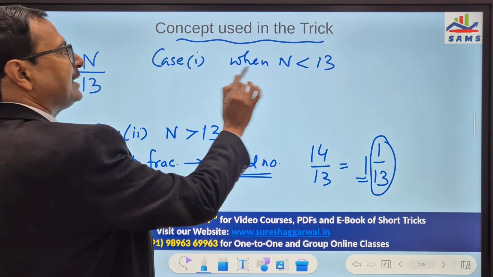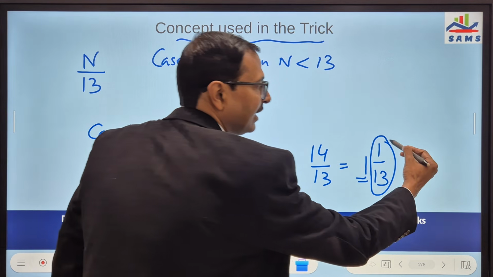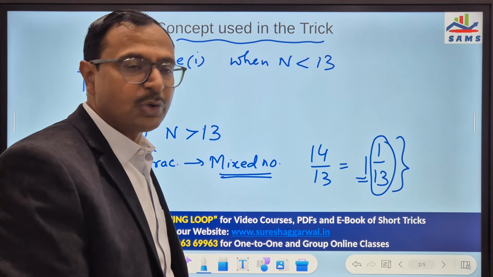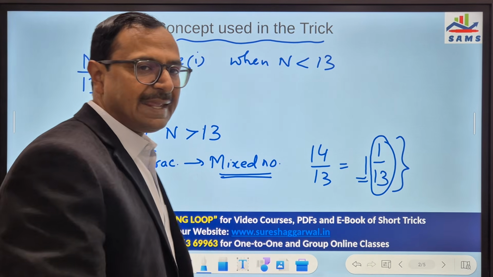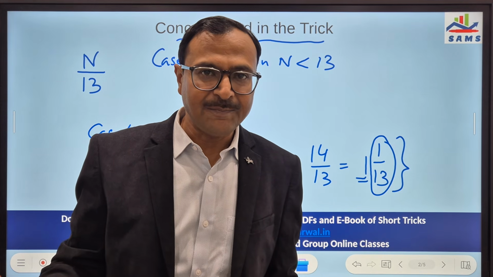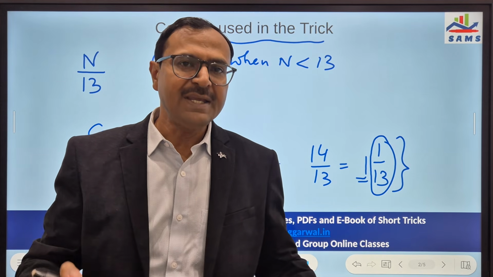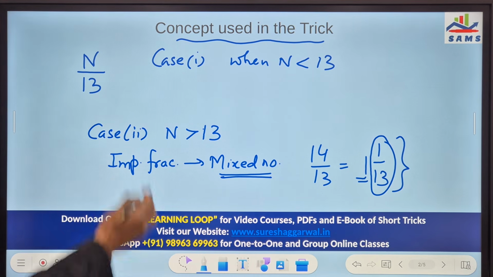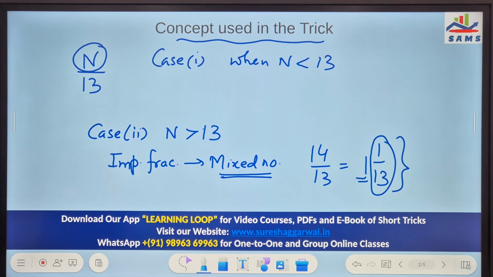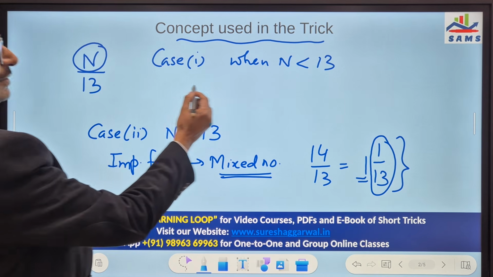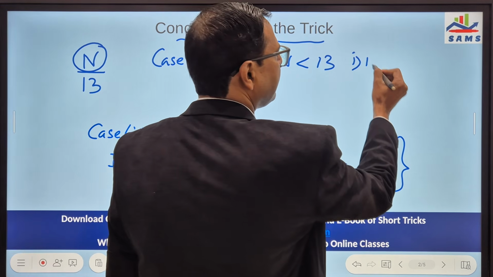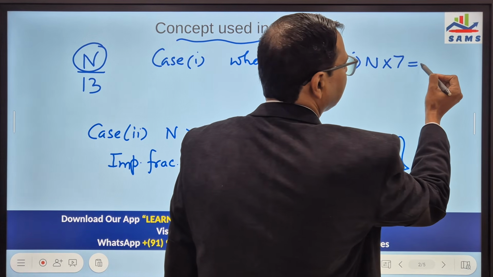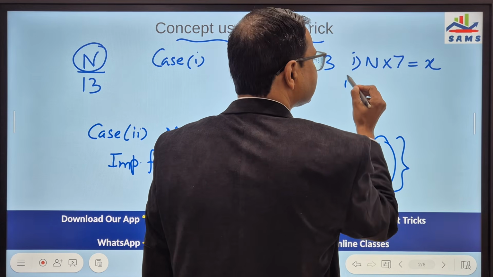And the first method, when n is less than 13, is there in this second case as well. So what do you do in the first case? When n is less than 13, you have to follow 3 steps. The first step is the number n is to be multiplied by 7. So step 1, n is to be multiplied by 7. That will give you another number, right? Let's assume that that particular number is x.